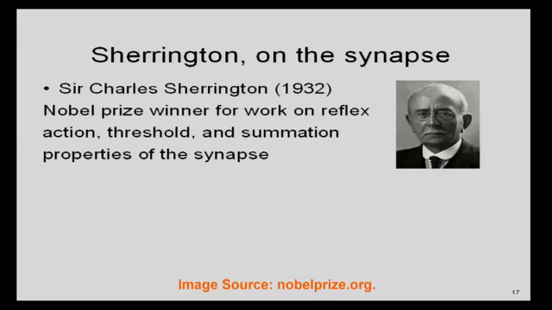Okay, the key name you need to know in terms of people that contributed importantly to our understanding of how these neurons are integrating information is Sherrington. Sir Charles Sherrington in the 1930s won a Nobel Prize for his work on reflex actions, threshold, and summation properties of the synapse. We're going to focus on his principles of summation in the next few slides.